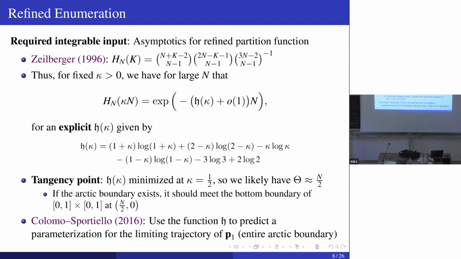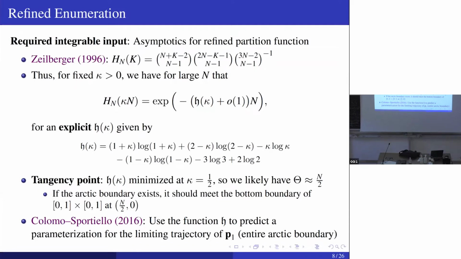Just by applying Stirling's approximation, you can compute the asymptotics of this refined correlation function. Here theta scales like n, so it's kappa times n. The statement is that as n tends to infinity, the correlation function at kappa n is exponential of minus n times some explicit function h of kappa, which is defined over here. I just wrote down the formula to tell you that it's explicit, although you don't necessarily care. I'm not going to be doing any computations for this talk. But once you have an explicit h of kappa, you can actually do computations with it.